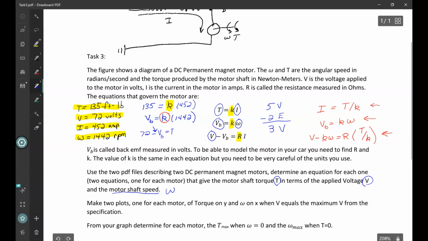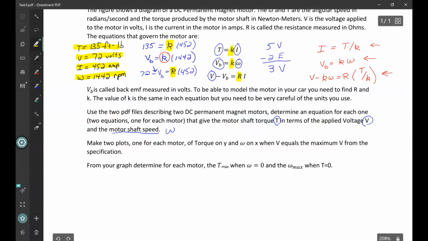And that equals R times I, and I is equal to 452 amps. Again, you got to watch out for the units. What this allows you to do then is to go in here and calculate the R. So that's how you find the two values that you need for the motor.